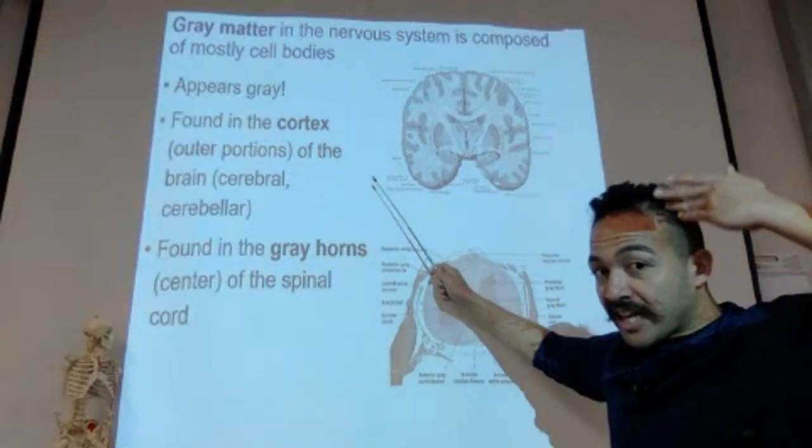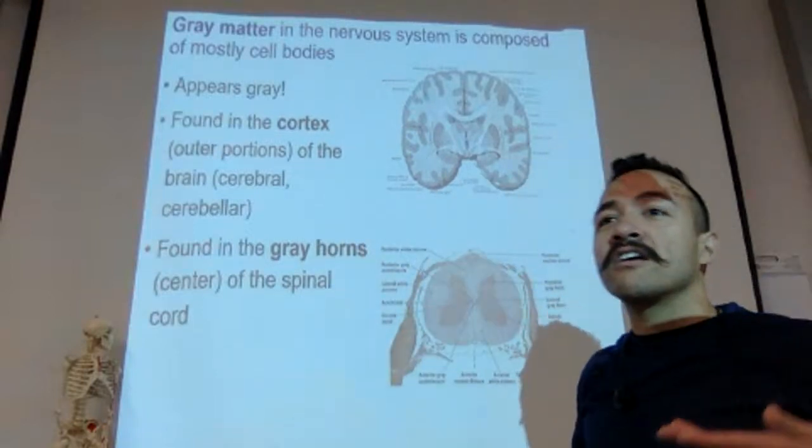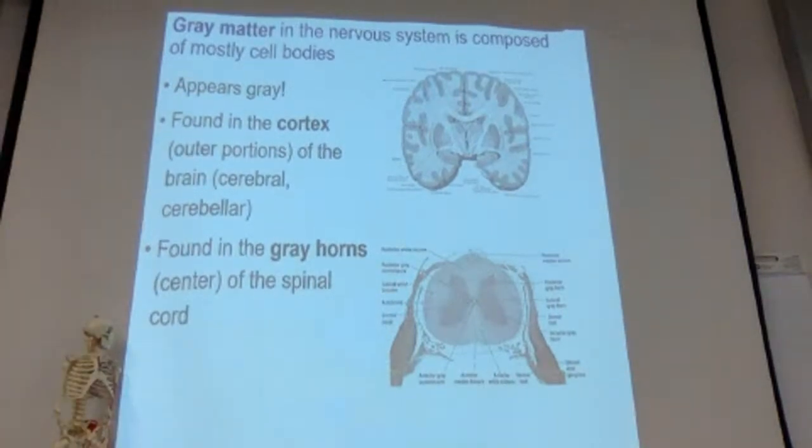Here's a frontal section of the brain. Oh, I had a good one. Hold on. Where is it?